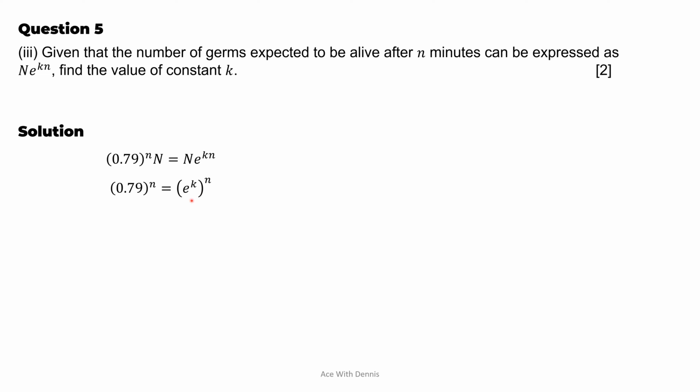So why do we want to do this? Because we actually have the same power here, so that we can compare the bases, which is e to the power k equals 0.79. Then we take the log of both sides, and we get ln e^k, which is k, equals ln 0.79, and the k value will be negative 0.236 to 3 significant figures, and this is the answer.